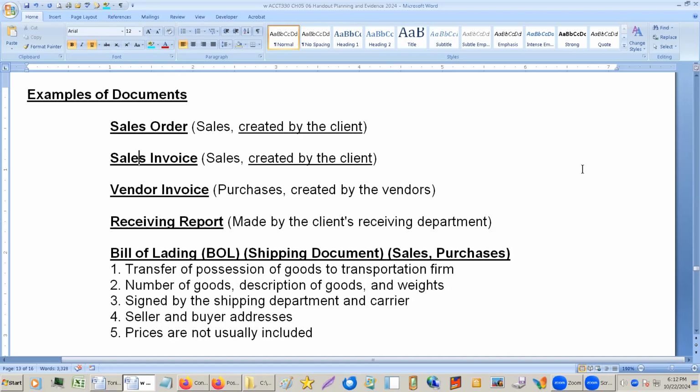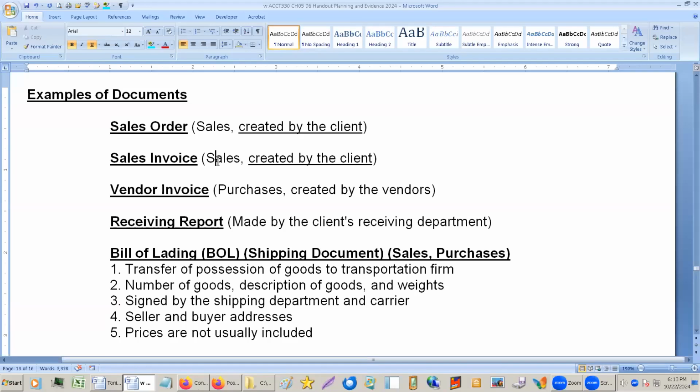Someone calls up and orders 100 sweaters. Okay, they make a sales order. Why might the invoice be different? Can they change the order before? Yeah, or maybe they don't have 100 sweaters and say, oh, we don't have 100 sweaters, we'll send them 80. So the sales invoice might be different than the sales order.